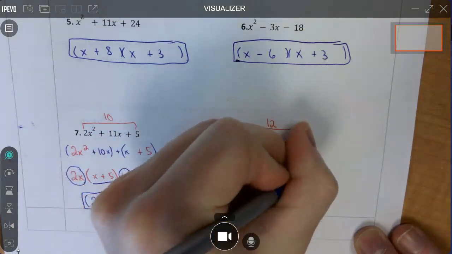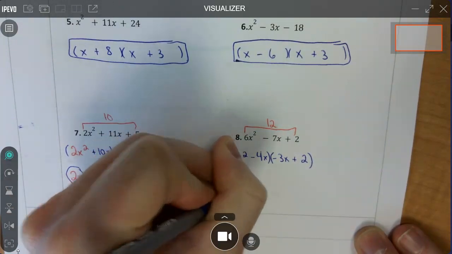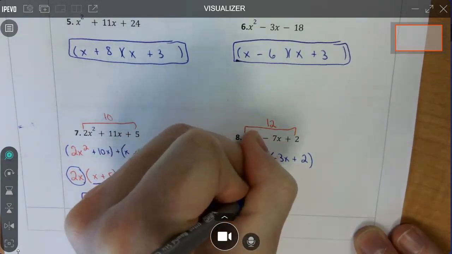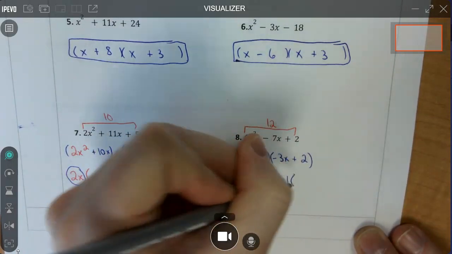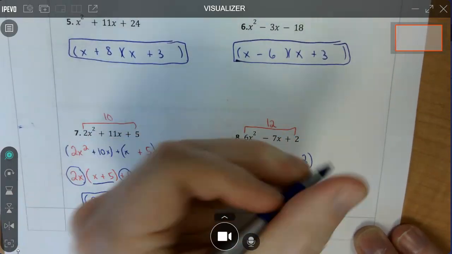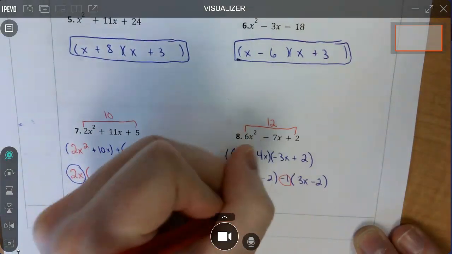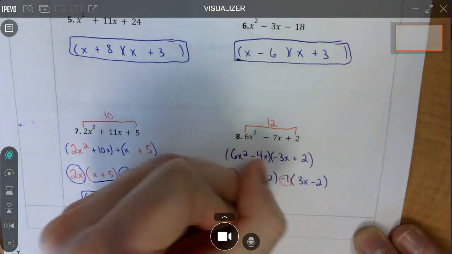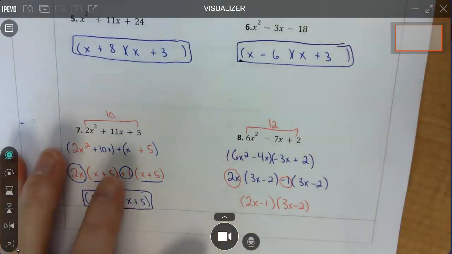We group, and then we're at 2x, and I get 3x minus 2. Because the first term's negative, I'm going to factor out a negative 1, and I'm going to get 3x minus 2. And then I get my outside terms, 2x minus 1, and my inside terms, 3x minus 2. There you go.